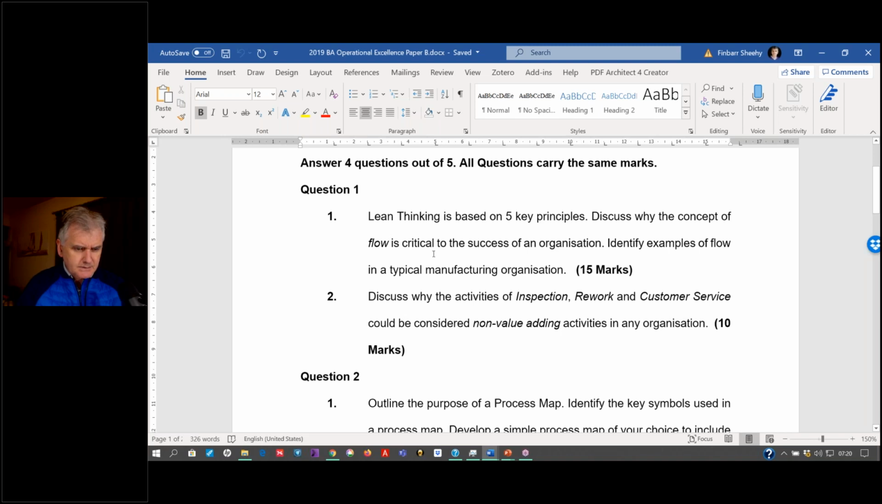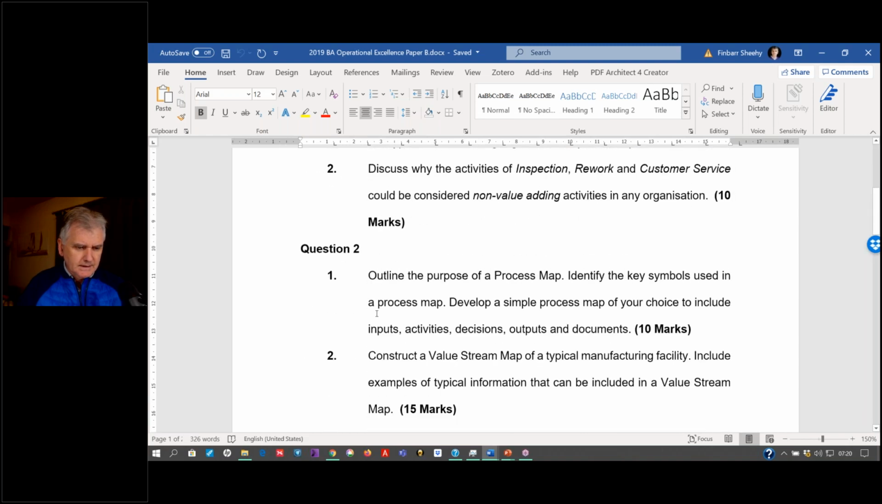Okay, so that's the first one there. Discuss why the activities of inspection, rework, and customer service couldn't be considered non-value. Again, that's kind of an open book question. You're discussing something, you're not necessarily stating a fact.